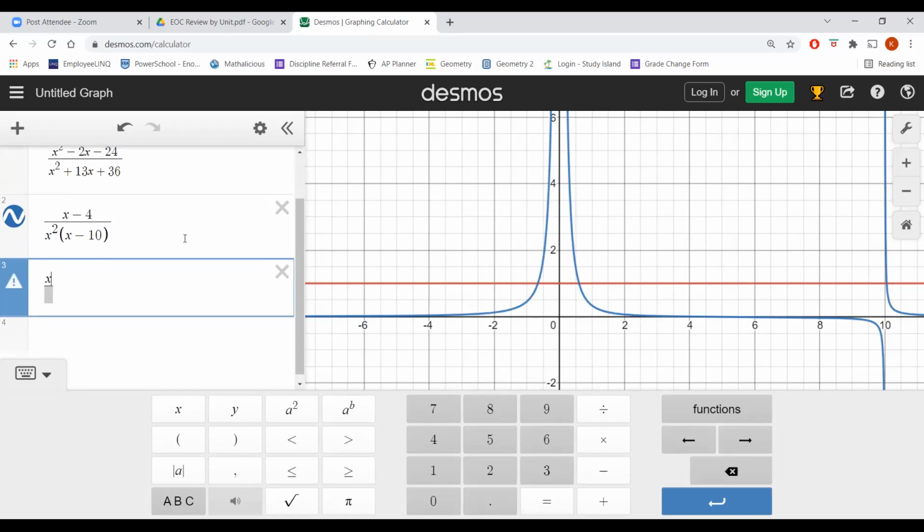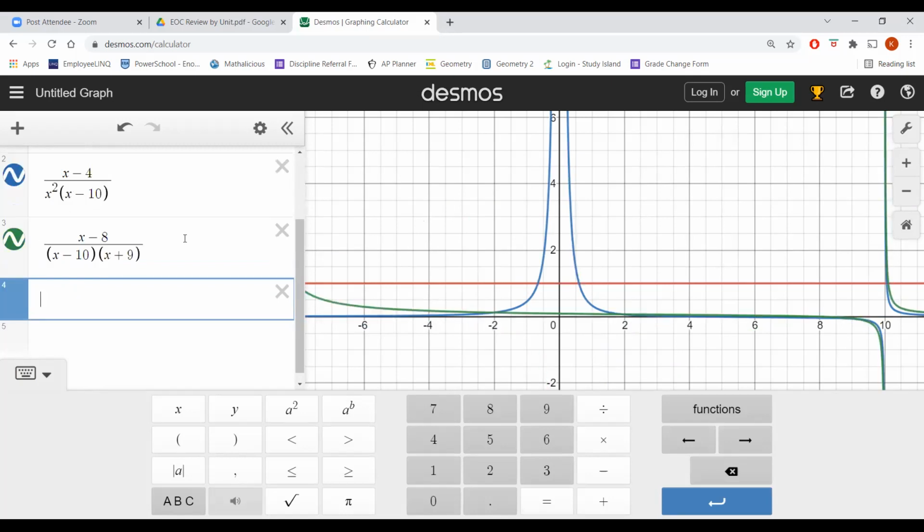x minus 8 over x minus 10, x plus 9. Nope. Now, 1 is the answer for part C.